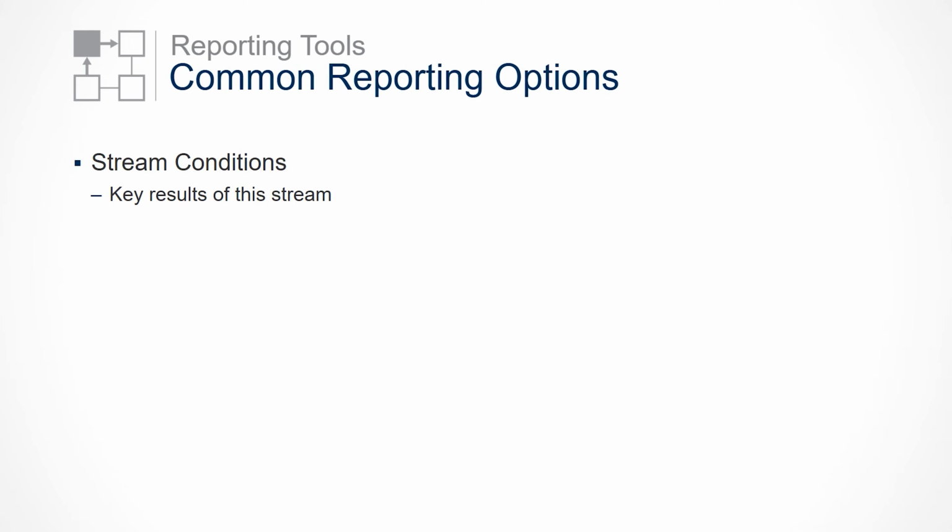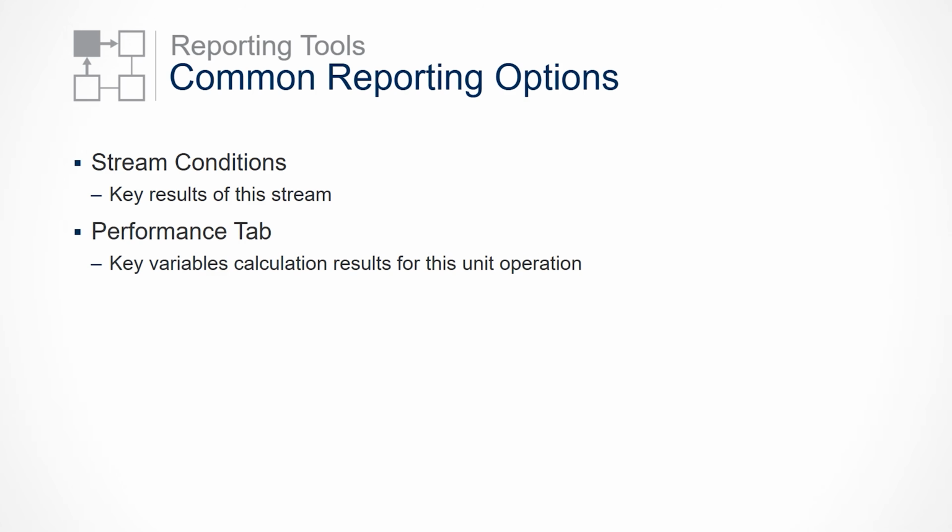Common reporting options enable us to view the key results for a specified stream or unit operation. We can get some of the key results of streams from the Conditions, Properties, and Compositions pages for the stream. For a unit operation, the Worksheet and Performance tabs provide the calculation results for key variables. The Aspen HYSYS Workbook function enables us to customize the results view, allowing for additional properties or specific stream conditions.